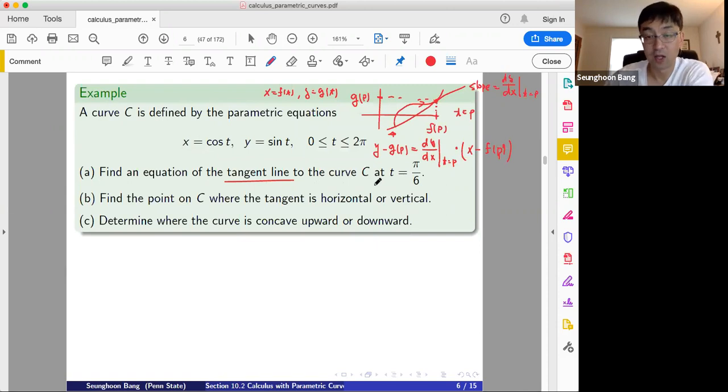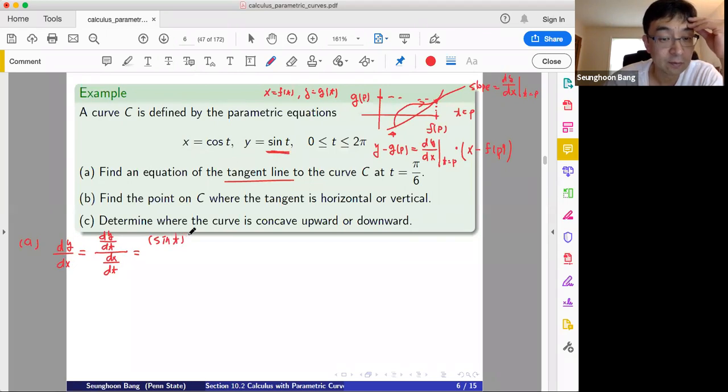So how can you find the answer to the first question? First, find dy over dx. What's dy over dx? We can use the formula: dy over dt over dx over dt. What's dy over dt? dy over dt is y prime. y is a sine function, exactly sine prime. Over dx over dt, which is x prime. x is cosine of t, prime.